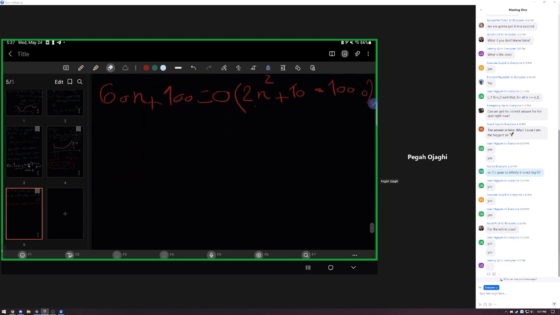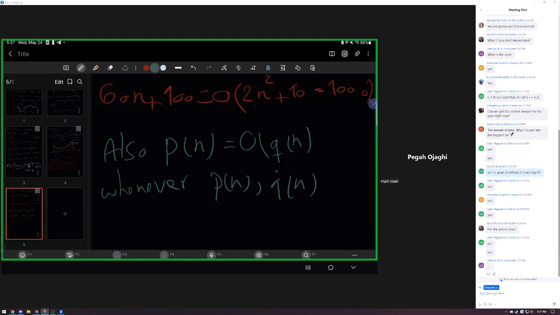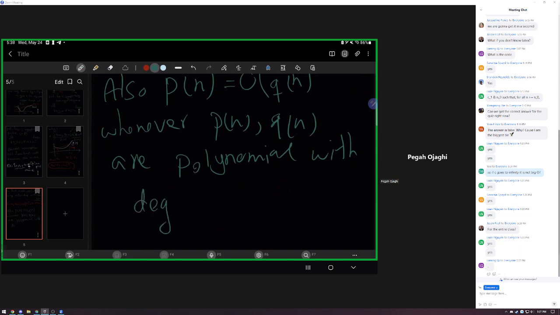So there's another term that I can consider. Let's consider P of n. The big O notation of P of n is gonna be Q of n whenever P of n and Q of n are polynomials. If the degree of P of n is less than or equal to the degree of Q of n. So it doesn't need to be that P or Q is linear; it can be any other degree.